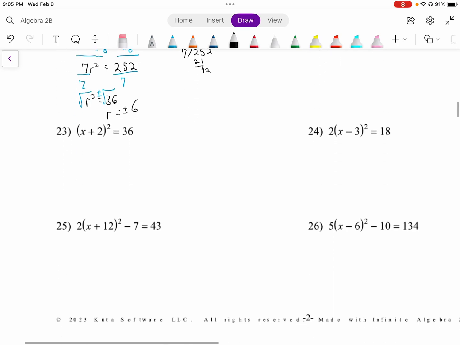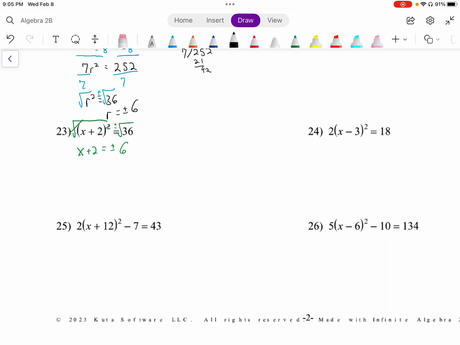All right, 23. We have this thing is squared, x plus 2 is squared. So the first thing we need to do here is take the square root of both sides. It's a little bit different than the ones above. We do that because the square root cancels with the squared. We're left with x plus 2 equals plus or minus 6.